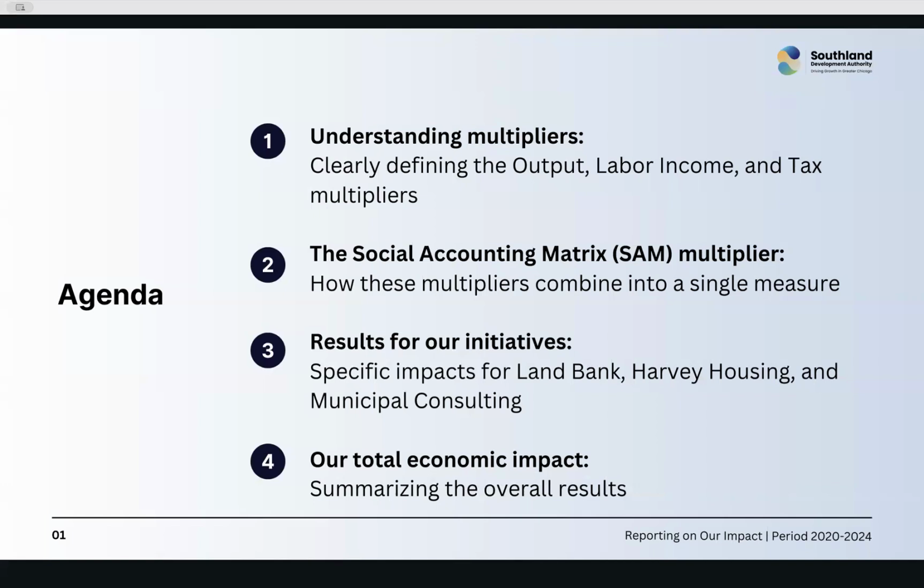This presentation will cover four core components. First, I'll explain the concept of economic multipliers and how they are used. Second, I'll show how we calculate the social accounting matrix multiplier, SAM for short. Third, I'll walk you through specific impact calculations for key initiatives, including the land bank, the Harvey Housing Initiative, and our municipal consulting unit. And finally, I'll summarize the total economic impact we've generated over 5 years.